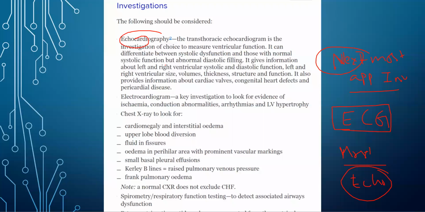Echocardiogram will give you the idea of what is the cause of the problem, and also you will get an idea whether it is a systolic or diastolic heart failure. You can do chest X-ray if you want, but it's not actually an important part of investigation.